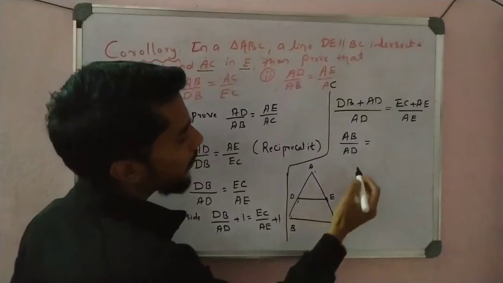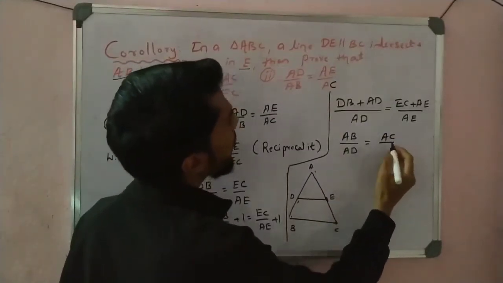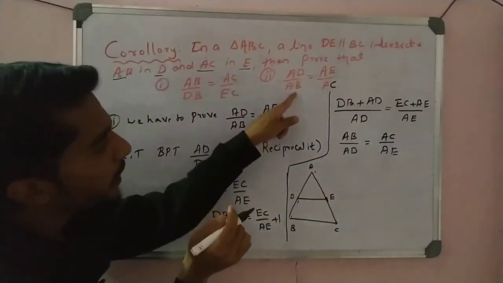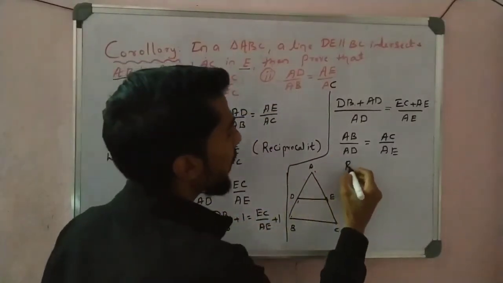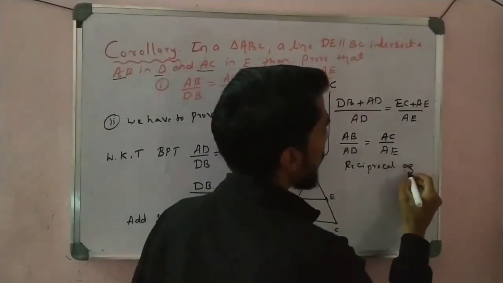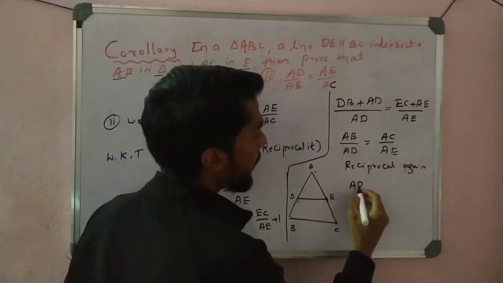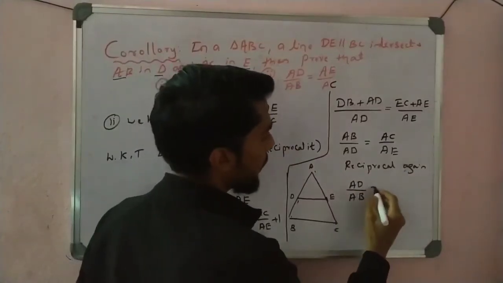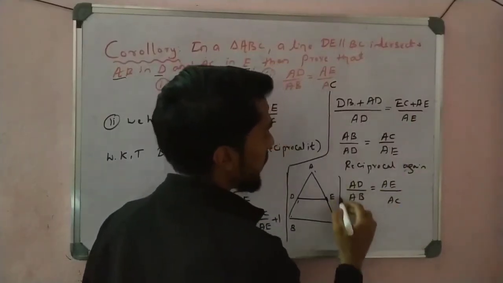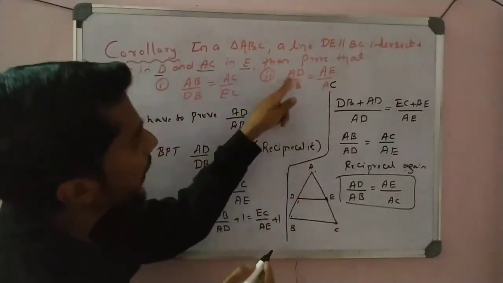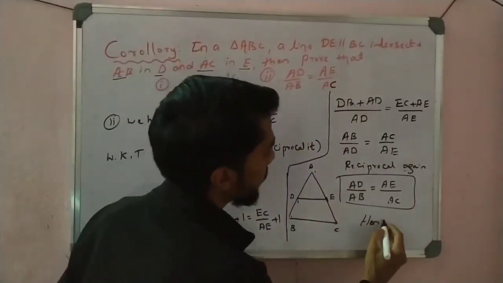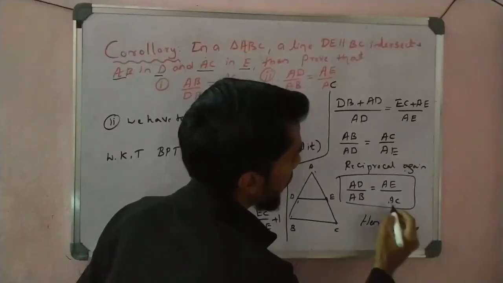Again, next, EC plus AE, nothing but AC divided by AE. So see, again we get the reverse here. AB is now in the denominator, so reciprocal again. So what we get? AD by AB is equal to AE by AC. Check it is correct: AD, AB, AE, AC. Hence proved.